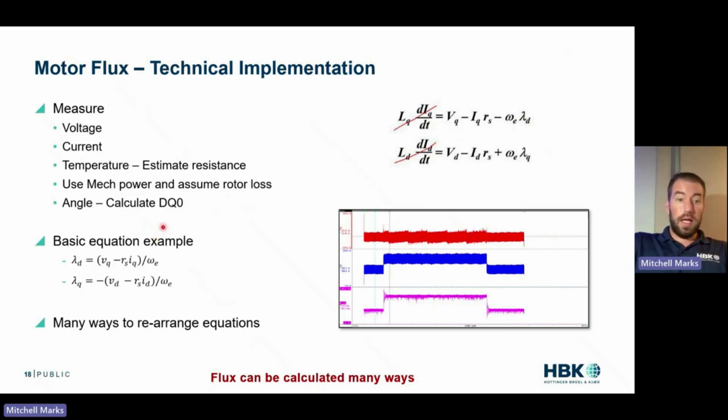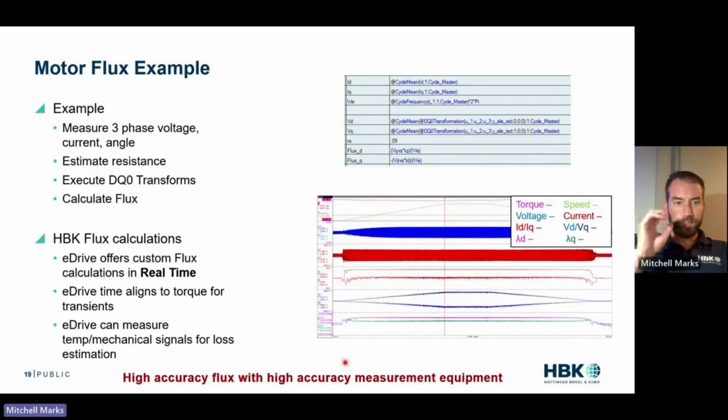So a basic example is lambda equals V minus losses over speed. And what we end up doing is DQ0 calculations for voltage and DQ0 for current, which I have displayed here. Our software can calculate that in real time and display that as a scope trace. So flux can be calculated in many ways.